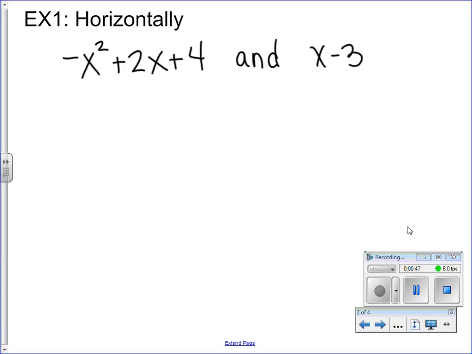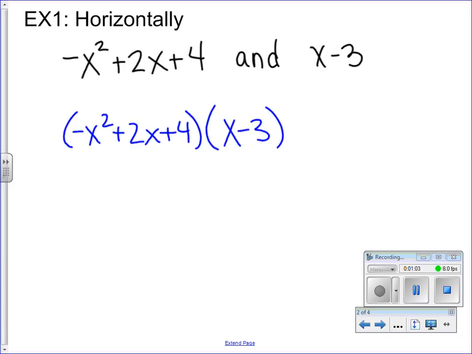So I want to multiply negative x squared plus 2x plus 4 with x minus 3. So horizontally means I'm going to multiply just like this, kind of like using distributive property. One thing I noticed is that the first expression here has more terms. So what might be easier is if I put the expression that has less terms first.